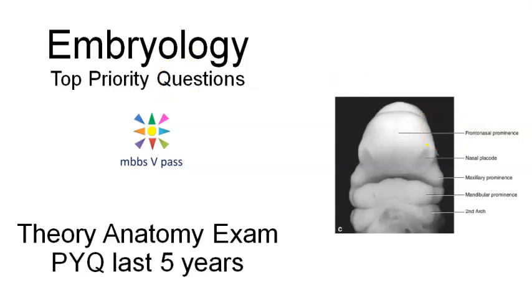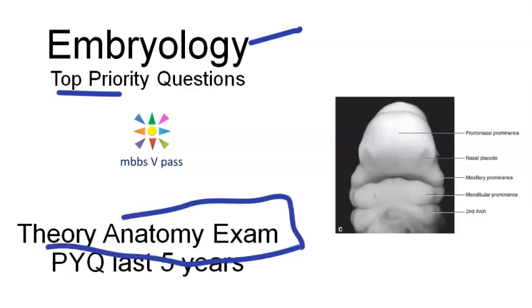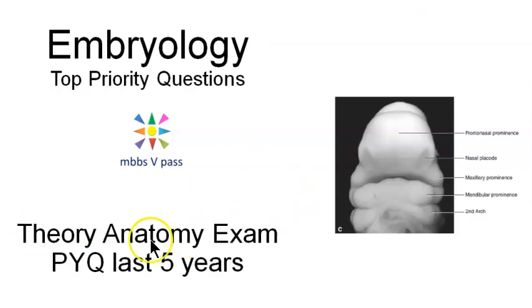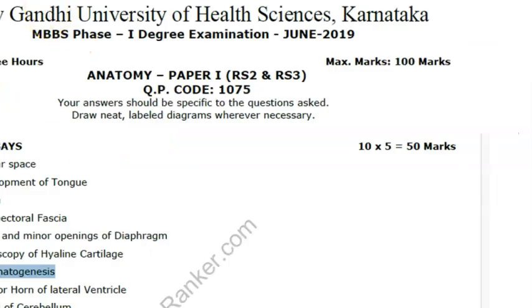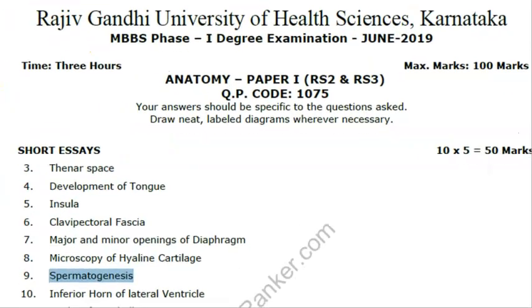So people, are you curious to know the top priority questions that come from embryology in the final anatomy theory exam? To know that, you should look at the last 5 years previous year questions. That's what we're looking at, previous year questions. Let's get started. Without wasting time, the first question here, we're going in order.